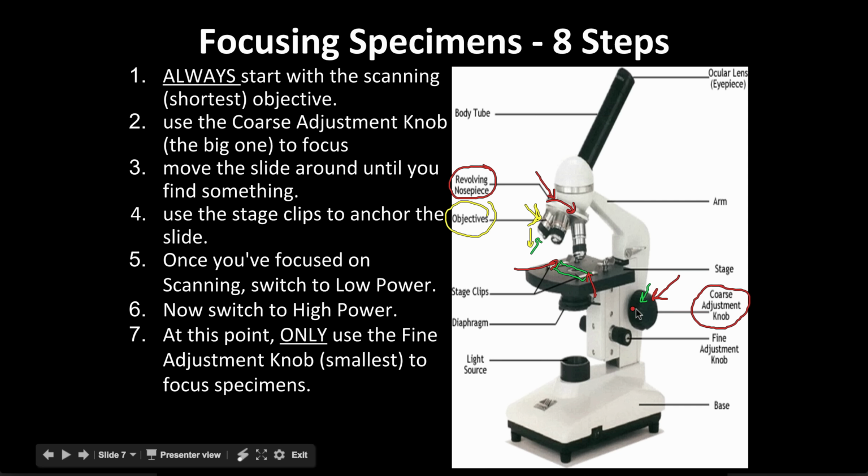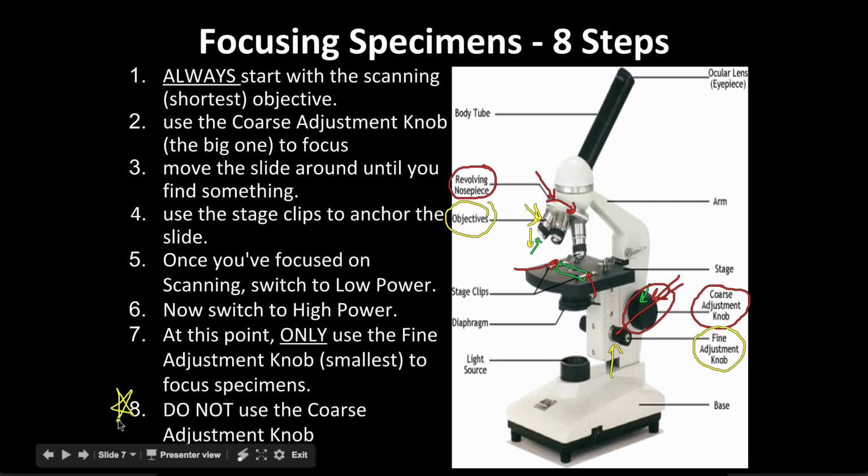So at that point, the coarse adjustment knob becomes a no, don't touch, and then we want to utilize this fine adjustment knob here. That's a smaller knob, and that's when you have the higher objective. So we turn that one, that'll get into sharp focus. Again, do not use the coarse adjustment knob. We do not want to do that when we have a high objective or a bigger objective into focus.